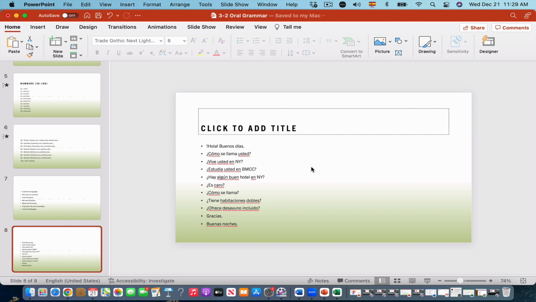¿Tiene habitaciones dobles? Do you know if they have double beds or double bedrooms? Well, probably if they ask me this question, I will say, no lo sé. Probablemente, probably. Okay, no lo sé, I don't know. Probablemente, well, probably.